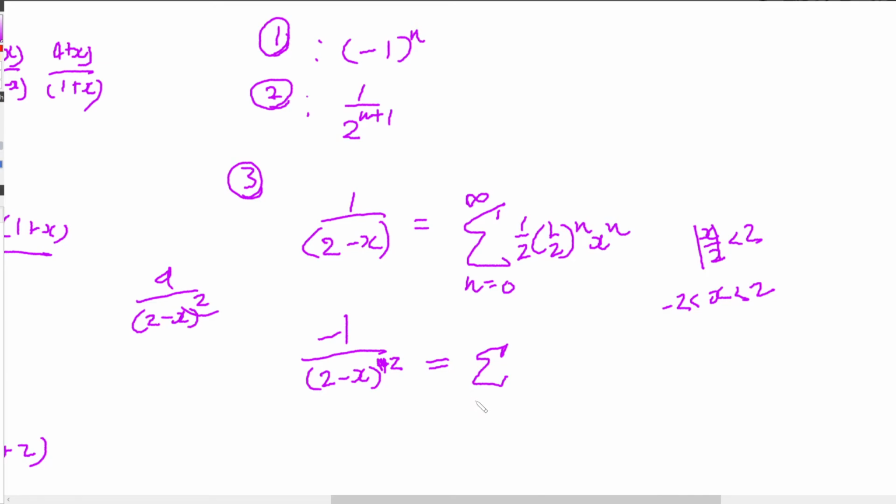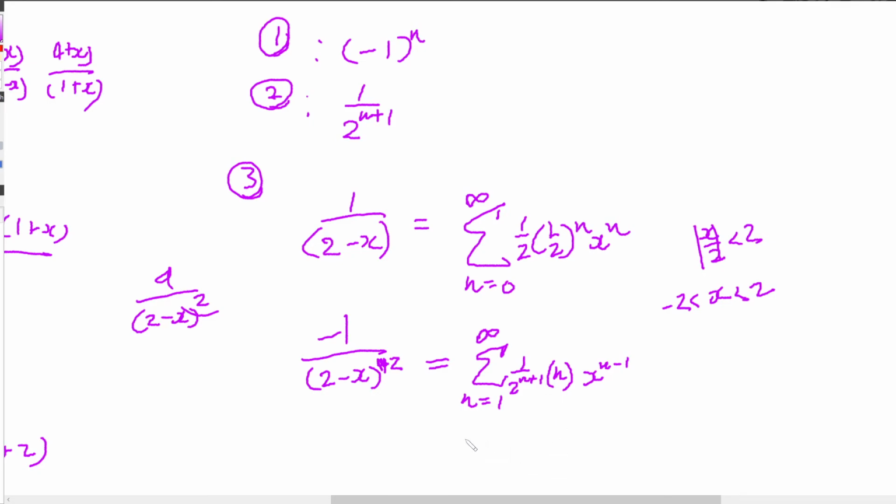So this becomes, wait, hang on, let me think about this first. The constant term becomes nothing, so we could ignore the n equals 0 case. Therefore, this series starts at n is equal to 1. If we differentiate, we get x to the n minus 1 as our power of 0 term, and our 1 over 2 to the n plus 1 gets multiplied by n.